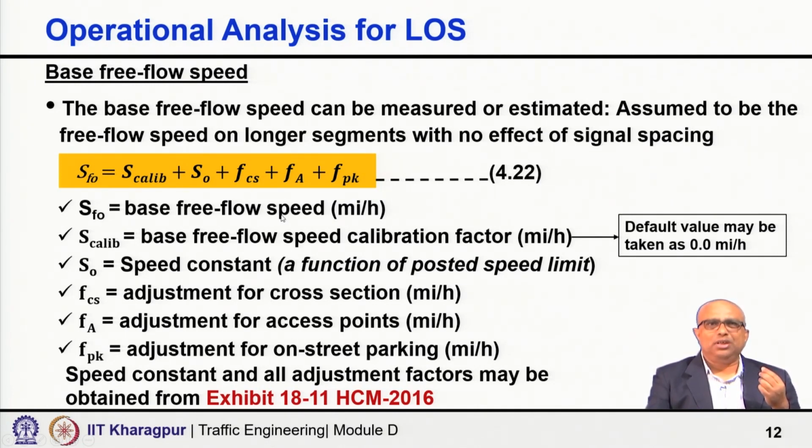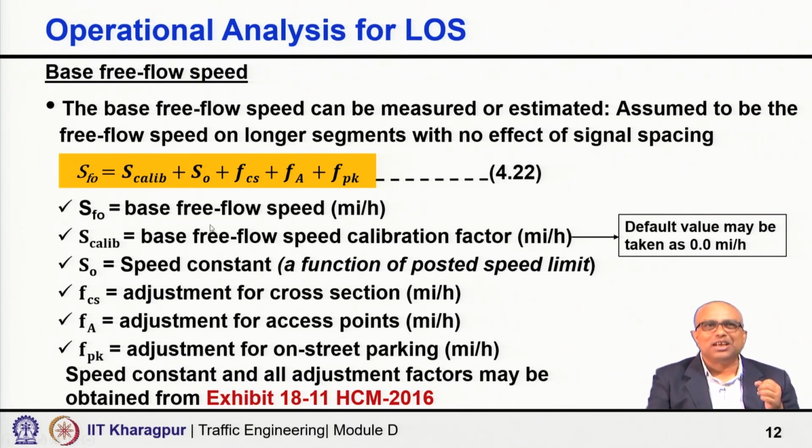SFO is the base free flow speed. What are the other components? S calib is the base free flow speed calibration factor. This value may be taken as a default of 0, because it goes plus or minus around the average value. So, if it is not known, you can take it as 0 miles per hour. Then S0 is the speed constant. It is a function of the posted speed limit. So, depending on the posted speed limit, you can get the value of S0, the speed constant. That is the starting point.